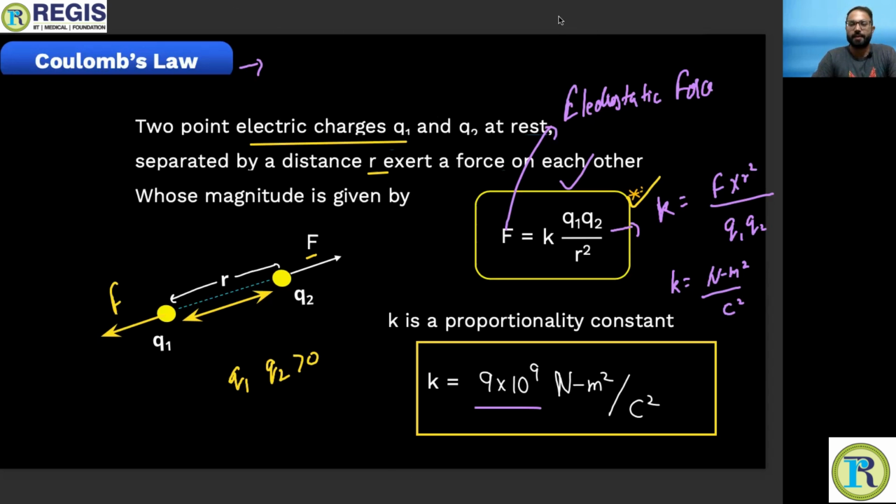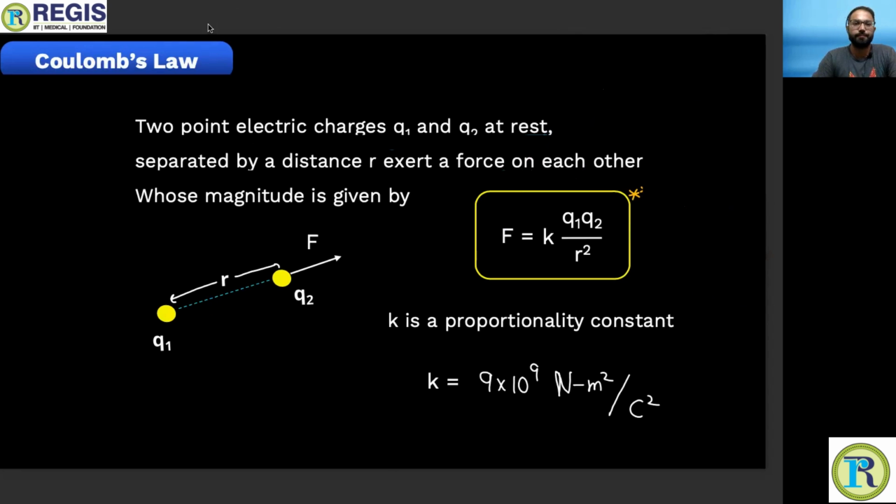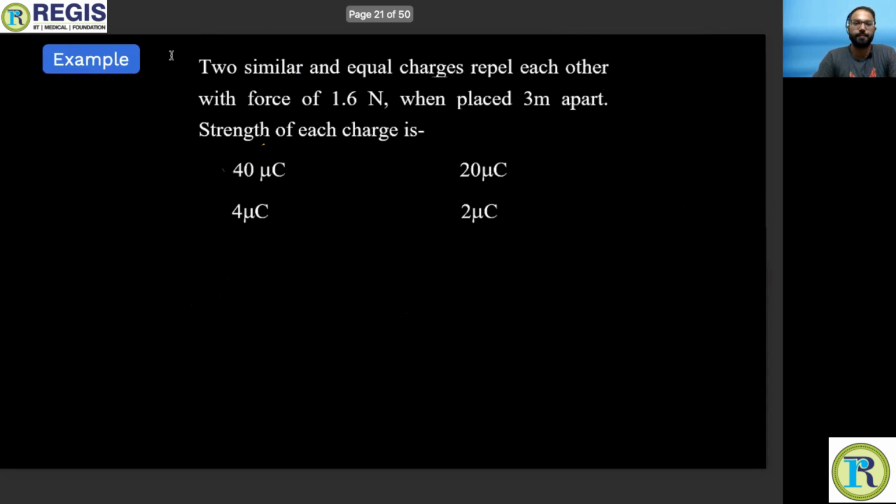Okay, so now let's try the next question. The question is, two similar and equal charges repel each other with a force of 1.6 Newton when placed 3 meters apart. Now we have to find the strength of each charge. Option A, option B, option C, and option D.